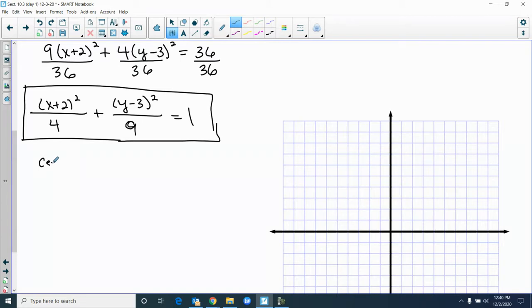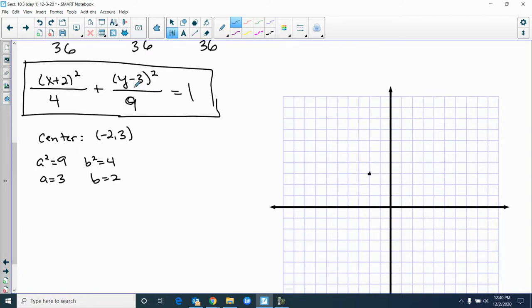And our center is negative 2, positive 3. A squared is always the bigger one. A squared is 9, which means A is 3. B squared is 4, which means B is 2. So I'm going to start at negative 2, 3. That's my center. Whatever the bigger number's under, that tells you that's going to be your major axis.